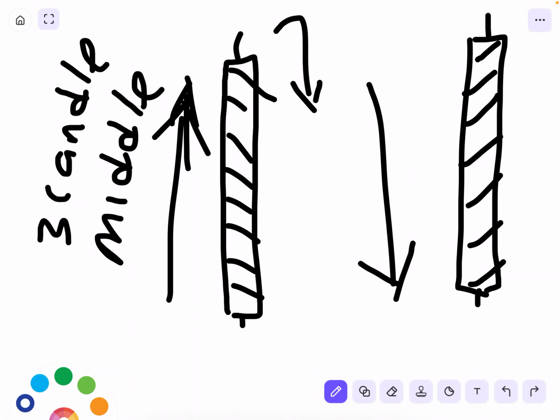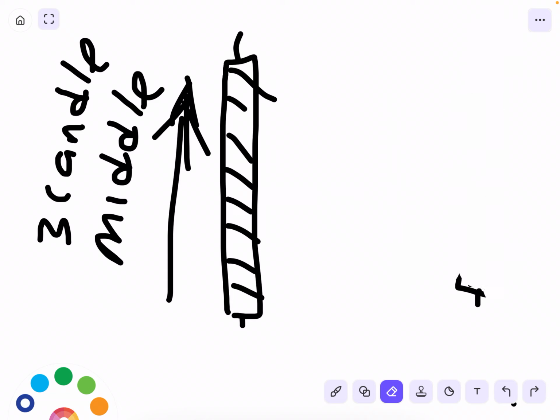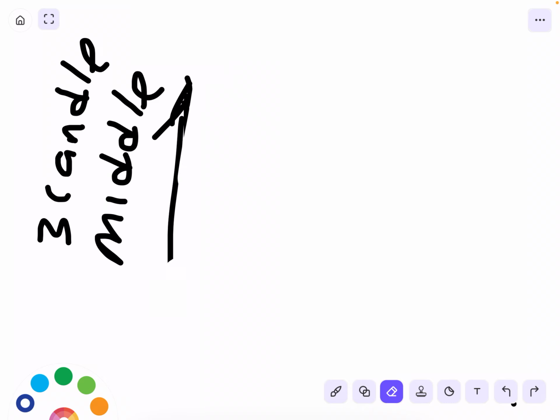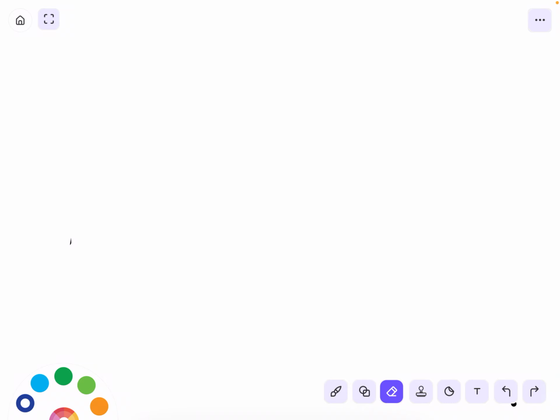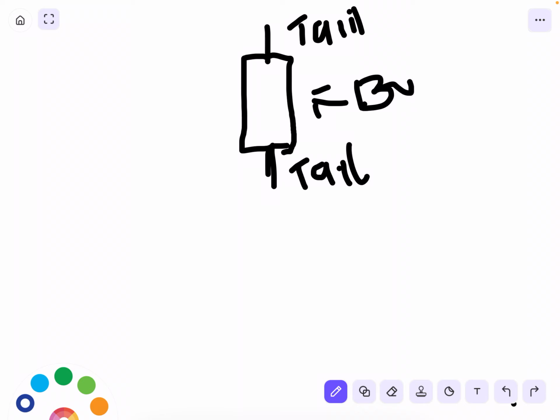So I want to be drawing the candlestick for you, so you will know how and why the market is retracing back to a fair value gap. So I'll draw a normal candlestick for you. This is how it looks like. A normal candlestick has a tail, a wick. This is the tail, and this is the body of the candle.